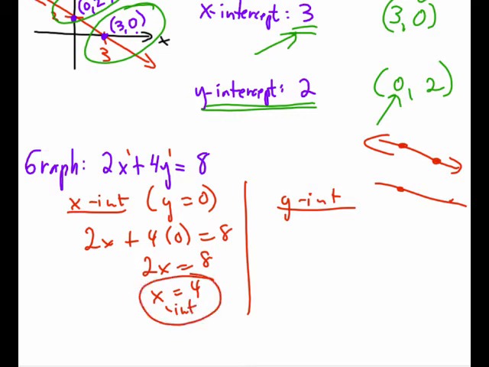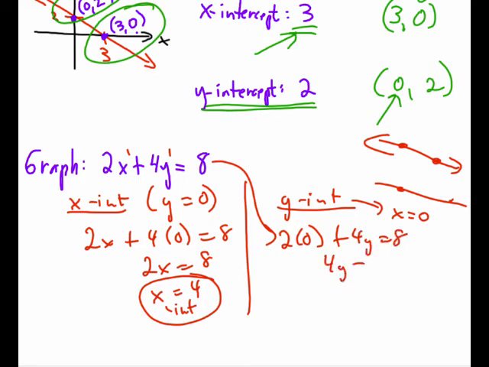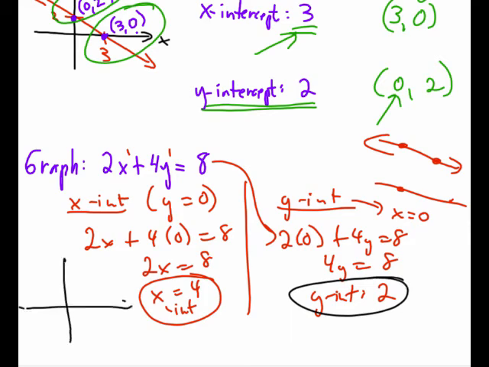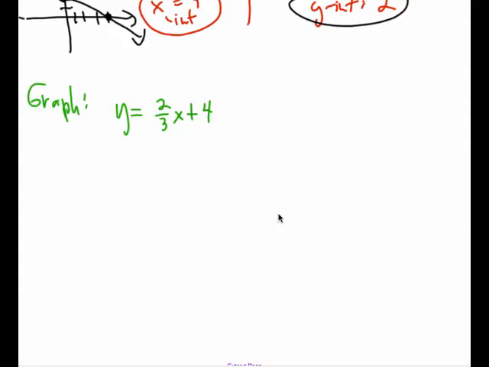For my y-intercept, this occurs when the x-coordinate is 0. So put 0 back into my original equation. 4y is equal to 8, so y, the y-intercept, is 2. And I can then do a quick sketch of my graph. If I know that it crosses the x-axis at 4 and the y-axis at 2, I very quickly have a sketch of my graph.